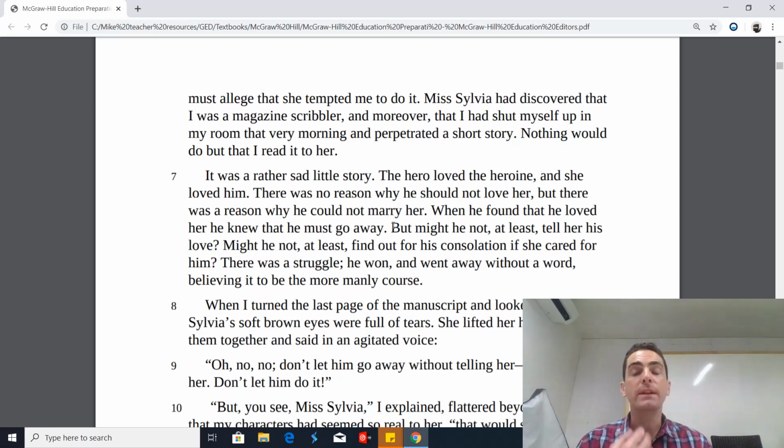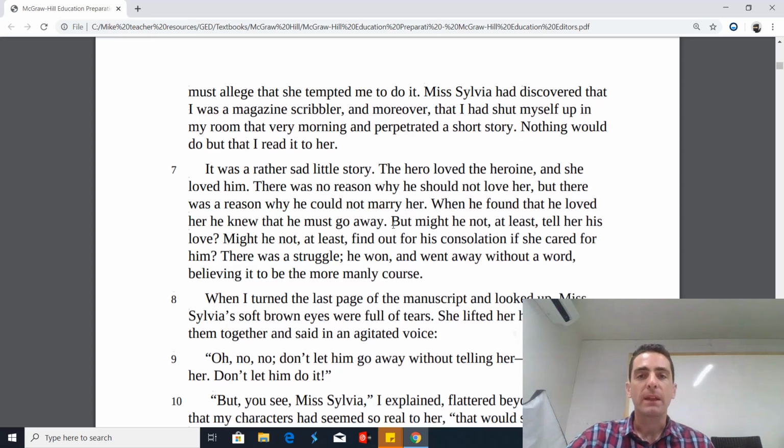Okay, so here's an important detail about the narrator of the story. I was a magazine scribbler. So we can guess that means a writer. And we can also infer from that the narrator doesn't take their writing very seriously, because he refers to himself as a magazine scribbler. A scribbler is someone who scribbles stuff, writes without care and attention. So if the narrator refers to himself like that, we know that he doesn't take his writing very seriously.